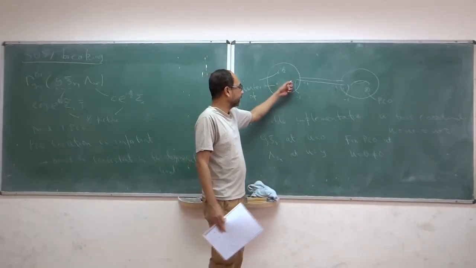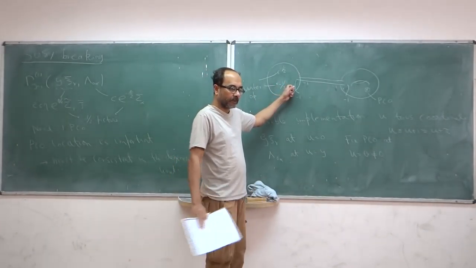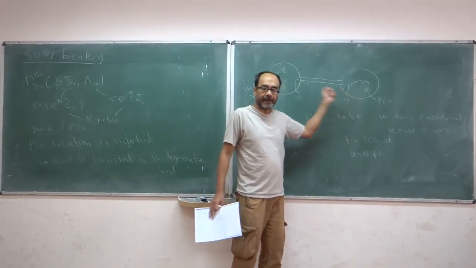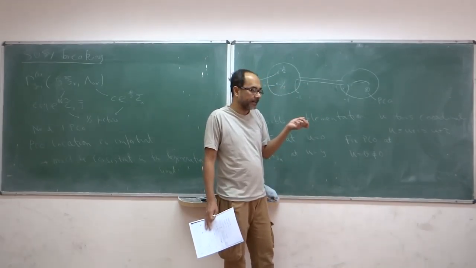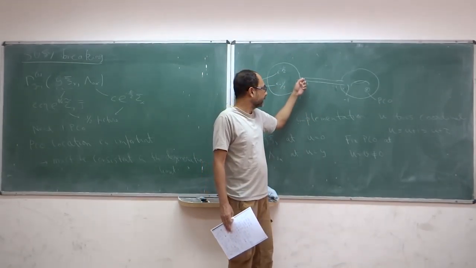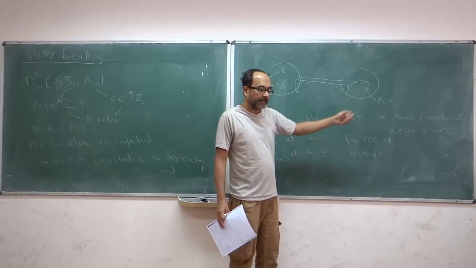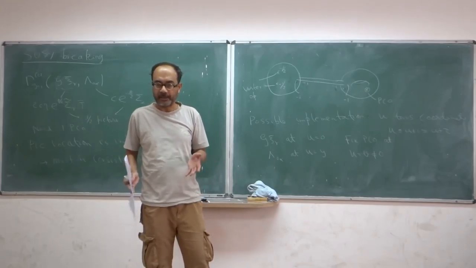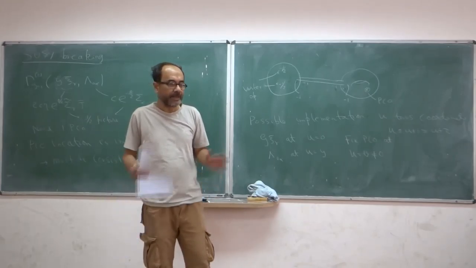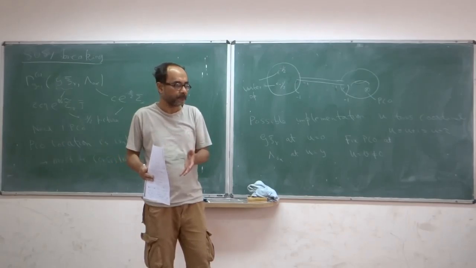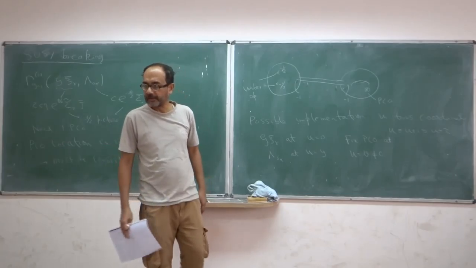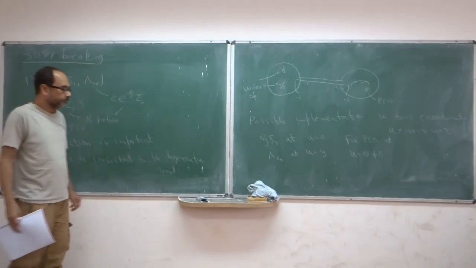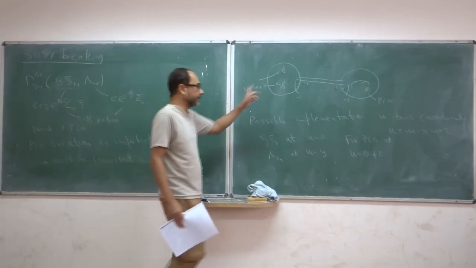If you have put the picture changing operator here, there is no problem with picture number conservation. The problem will be that the state that is propagating is not a picture number minus 1 state, but a state which has picture number 0 here and minus 2 here. And that's what we don't want, because we know that the physical string fields have picture number minus 1. So in the factorization limit, anything that propagates will have picture number minus 1 or minus half, but not the bias. Is this clear? So that tells us where to put the picture changing operator.